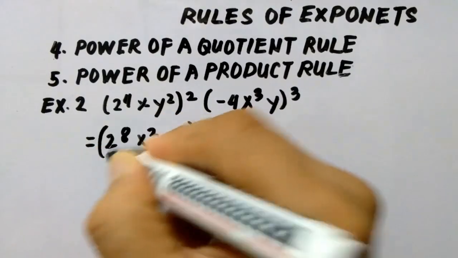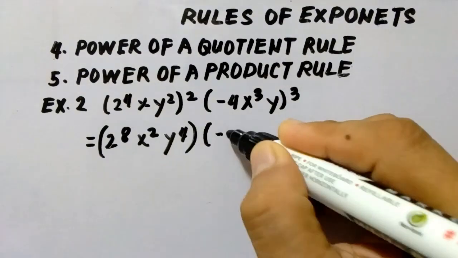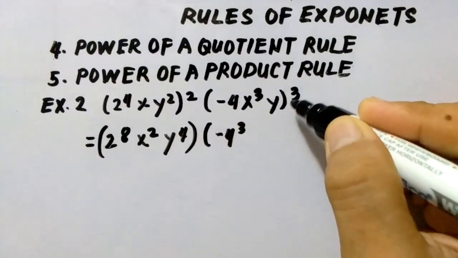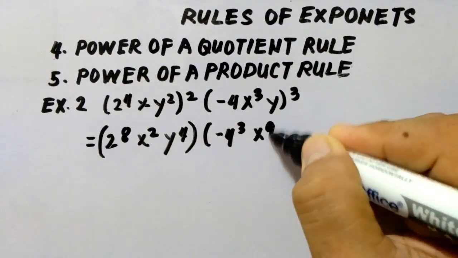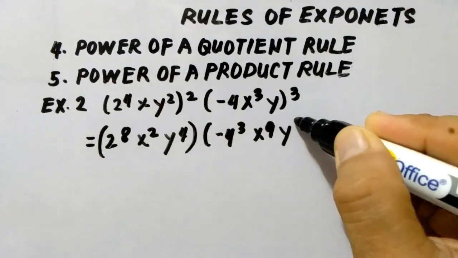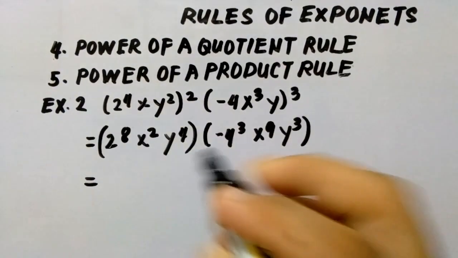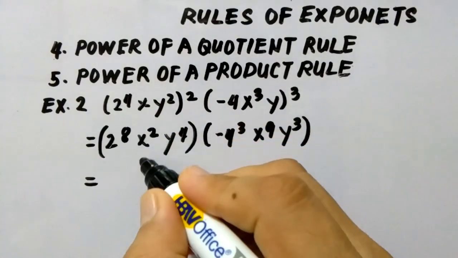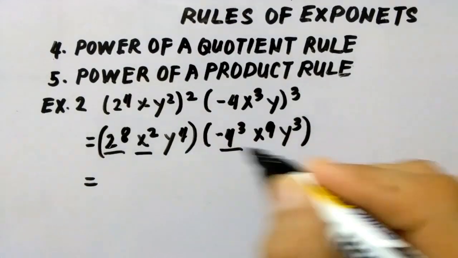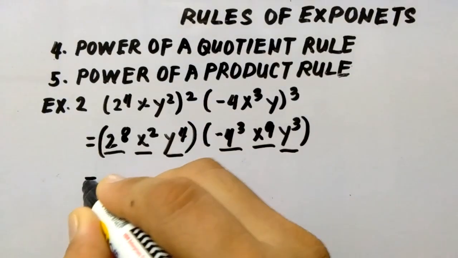Lagay natin sa loob ng quantity. Then, times the quantity negative 4, then to the power of 3. Then, 3 times 3 is 9. Magiging x to the 9. Then, y, may 1 po yan. 1 times 3 is 3. So, y to the power of 3. Then, equals. Pagsamahin po natin, ito po, tsaka ito. Ito, x, then y, then y.